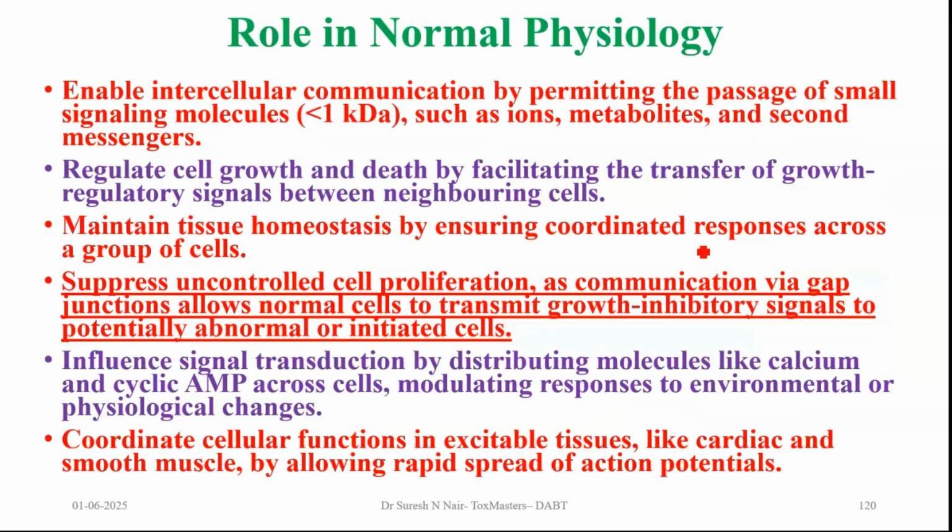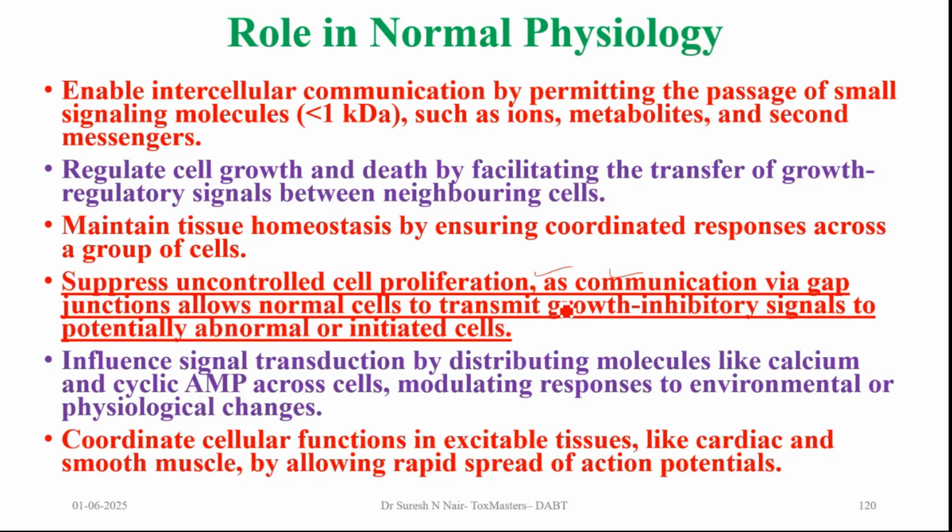And they are responsible for the normal contractile process that is happening, and they can suppress uncontrolled cell proliferation in the normal cells. In carcinogenesis, this is the significance of the gap junctions. So they suppress uncontrolled cell proliferation, and through gap junctional communication, the normal cells are transmitting growth inhibitory signals to the potentially abnormal cells.